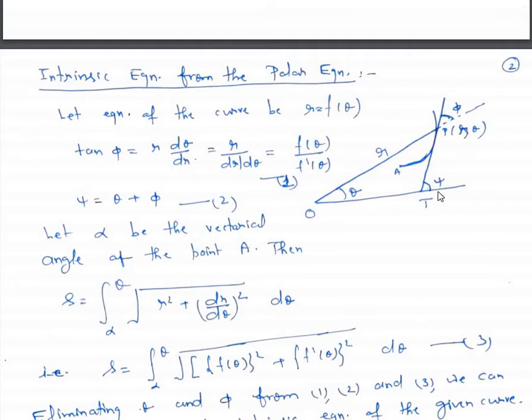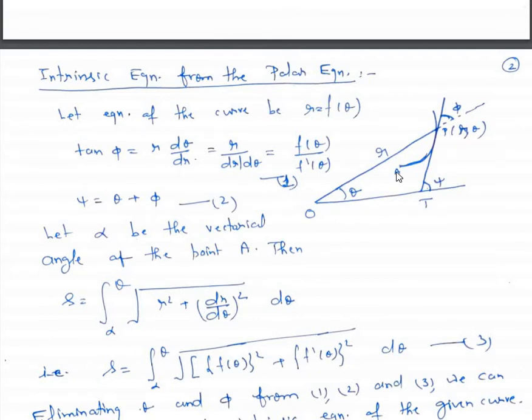Now we draw a tangent at P, right? And suppose that the angle between this radius vector and this tangent is phi. Then as you know, the exterior angle is the sum of the opposite interior angles. Now because this is phi, so this is also phi. Now we know from differential calculus that tan phi is equal to r into d theta upon dr, that is r upon (dr upon d theta). Now r is f theta, dr upon d theta is f dash theta. Psi is equal to theta plus phi.